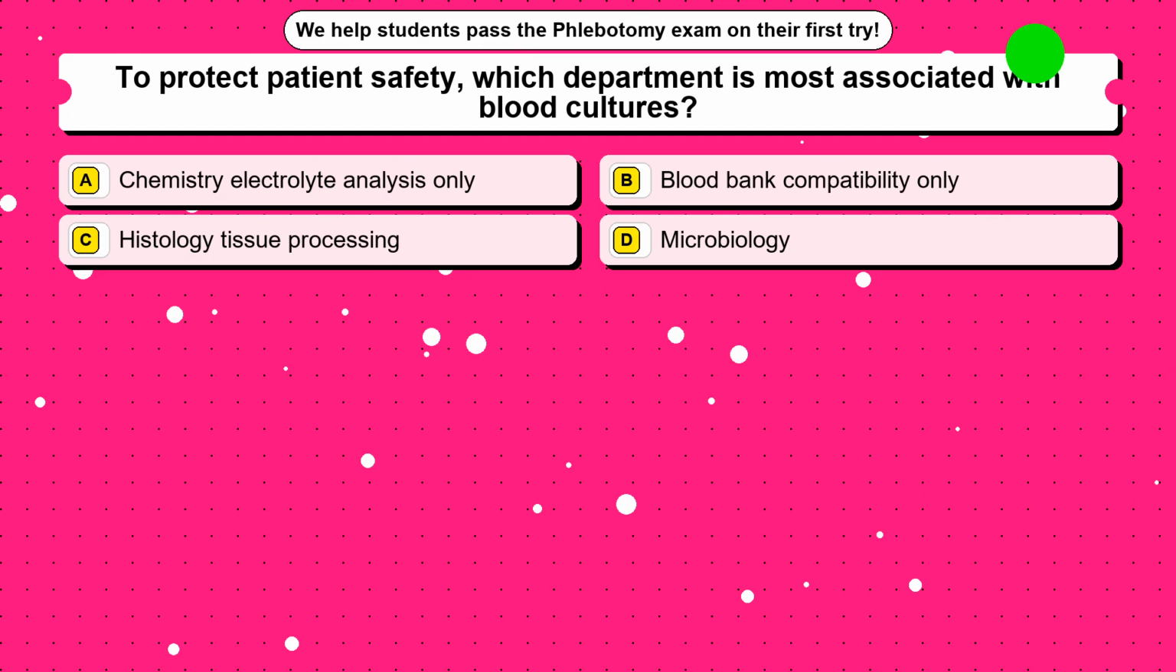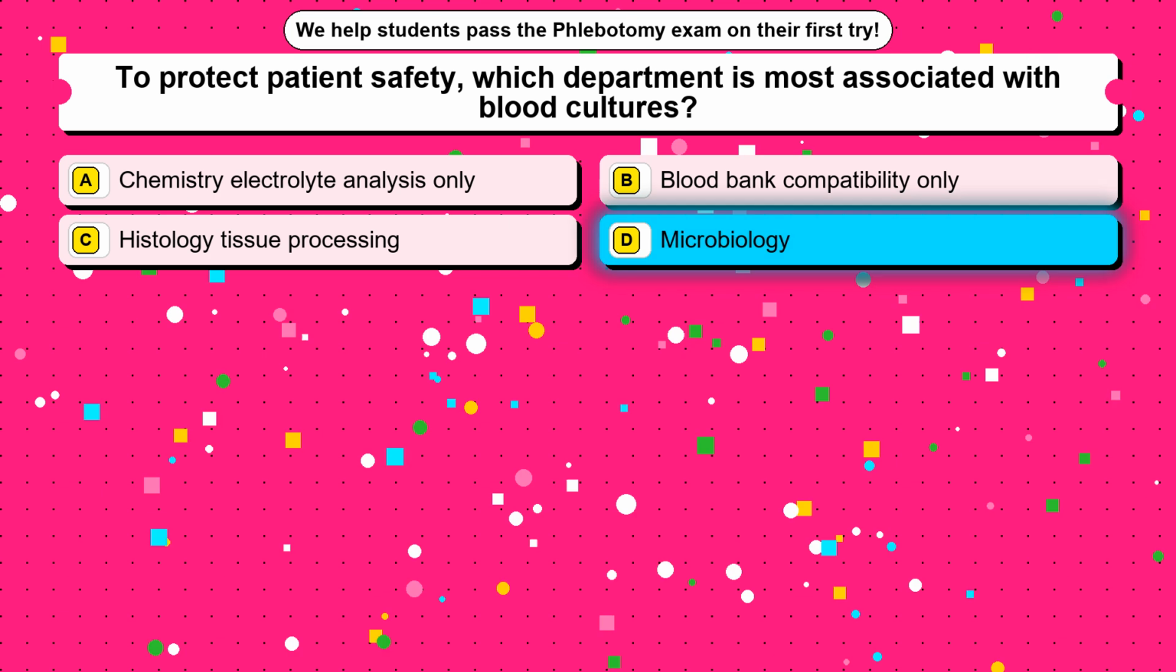Question 97. To protect patient safety, which department is most associated with blood cultures? Option A. Chemistry electrolyte analysis only. Option B. Blood bank compatibility only. Option C. Histology tissue processing. Option D. Microbiology. The correct answer is option D.